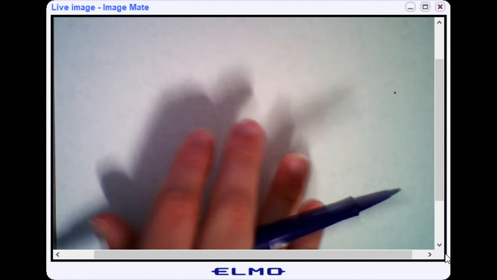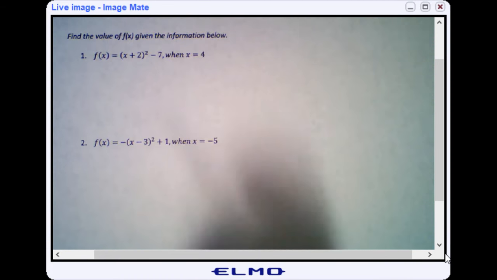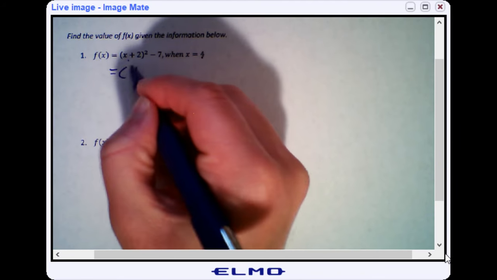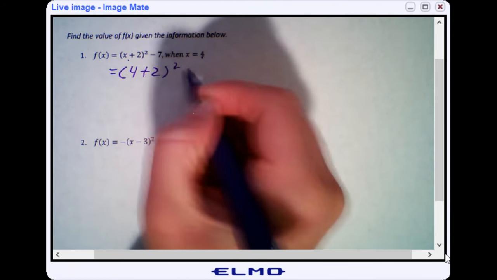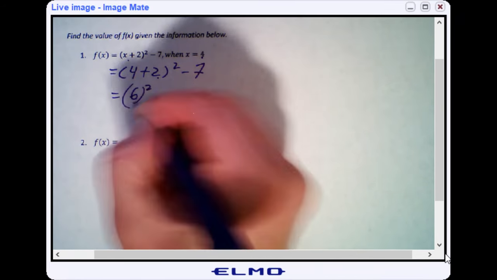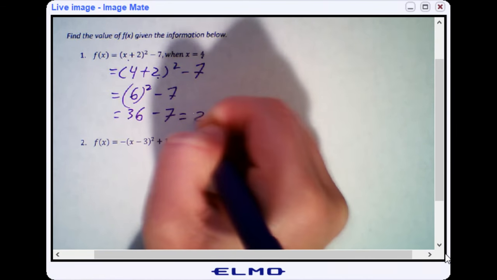Last two problems are just review to make sure that we don't forget how to plug numbers in and evaluate. So we want to find the value of f(x) or y if we know our x value. So I'm just going to take my x value and plug it in. So I'm going to have (4 plus 2) squared minus 7. So that's going to give me 6 squared, which is 36 minus 7, and that's 29.